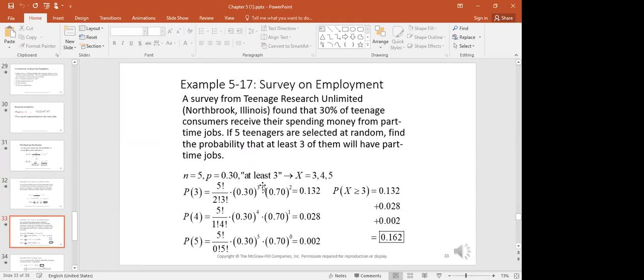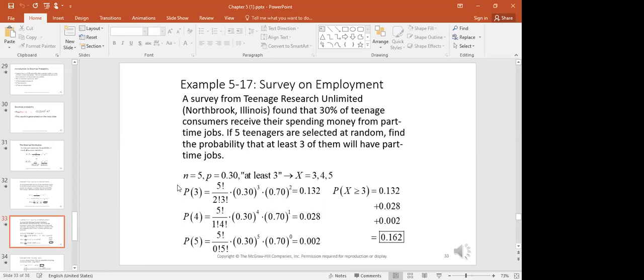So we can either find, using the formula, the probability for each of them. This is at least 3, or x is greater than or equal to 3. At least 3 is 3, 4, or 5, so we can find the probability for each and add them up. So the answer will be 0.162.